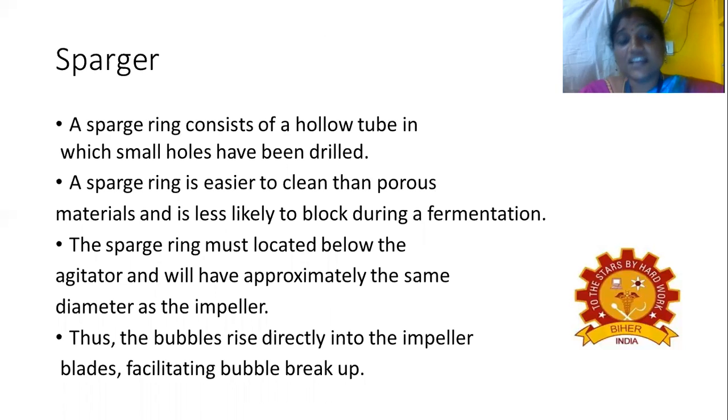Sparger. A sparger ring consists of a hollow tube in which small holes have been drilled. A sparger ring is easier to clean than porous materials and is less likely to block during a fermentation process. The sparger ring must be located below the agitator and will have approximately the same diameter as the impeller. Thus the bubbles rise directly into the impeller blades, facilitating bubble breakup.